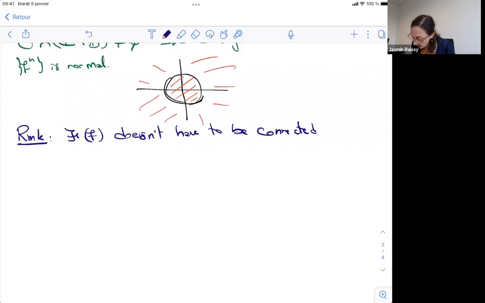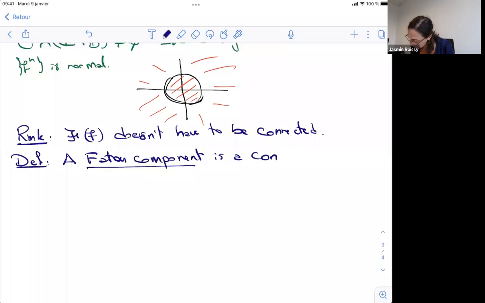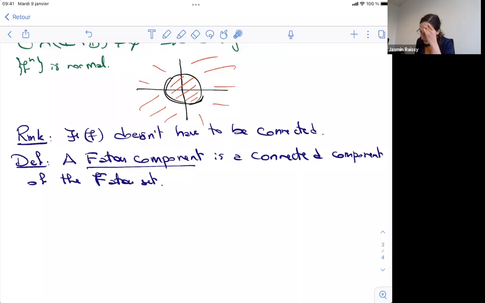So I can define a Fatou component as simply a connected component of the Fatou set. And in here, what I see is that this Fatou component is sent by F into itself, and this Fatou component is sent by F to itself. So I can ask myself, is the Fatou set completely F invariant? Is it the same for the Julia set? And this is exactly what happens.